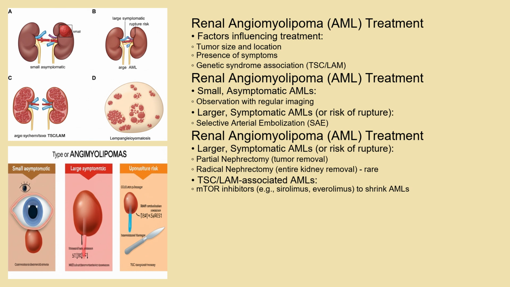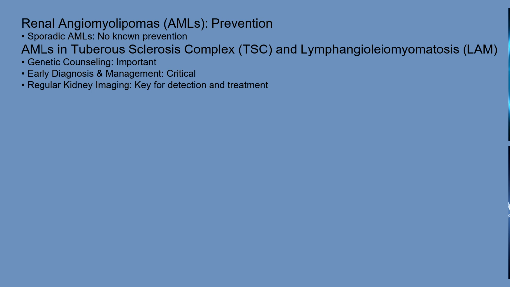Treatment for renal angiomyolipoma depends on several factors, including the size and location of the tumor, the presence of symptoms, and whether it's associated with a genetic syndrome. For small, asymptomatic AMLs, observation with regular imaging follow-up is often the best approach. If the AML is larger, causing symptoms, or at risk of rupture, treatment options include selective arterial embolization, where blood supply to the tumor is blocked, partial nephrectomy, which is surgical removal of the tumor, or, in rare cases, radical nephrectomy, removal of the entire kidney. For patients with TSC or LAM, mTOR inhibitors like sirolimus or everolimus can be used to shrink the AMLs and prevent further growth.